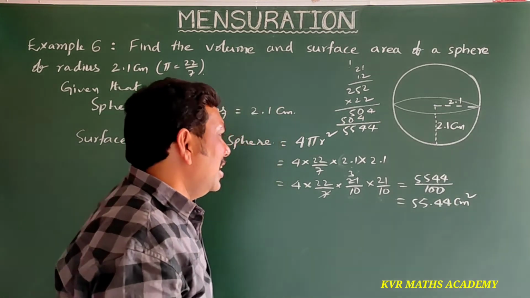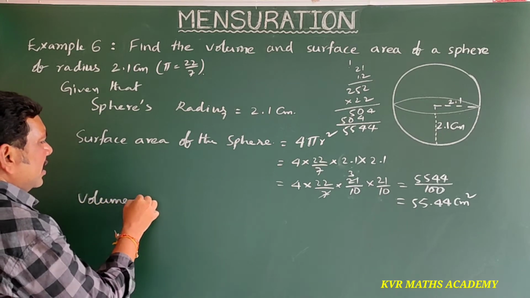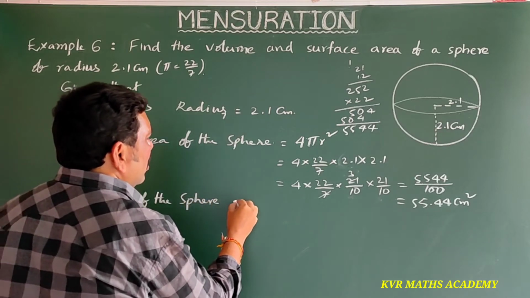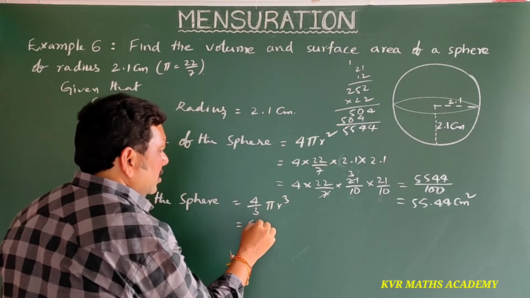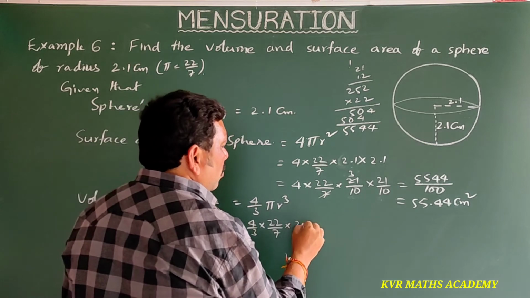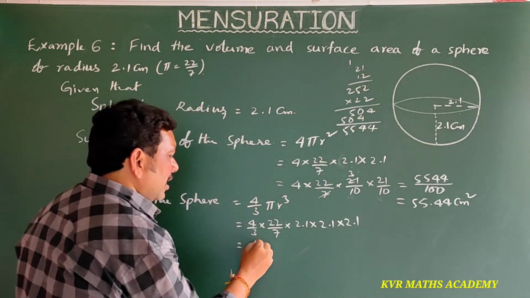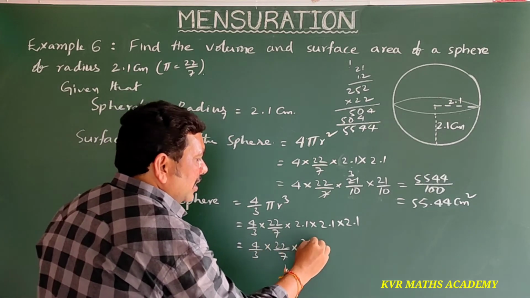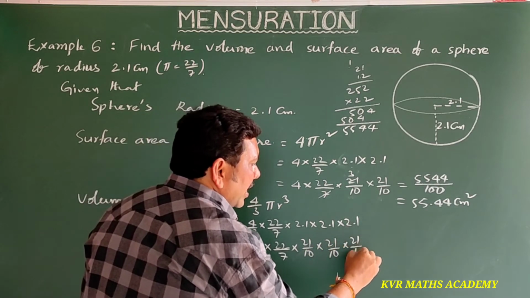Understood clearly? Next, volume. Volume of the sphere is equal to, what is the formula? Yes, 4/3 pi r cube. So that is equal to 4 by 3 into pi, means 22 by 7, into 2.1 into 2.1 into 2.1, right? So for better calculation, write down like this: 4 by 3 into 22 by 7 into 21 by 10 into 21 by 10 into 21 by 10.